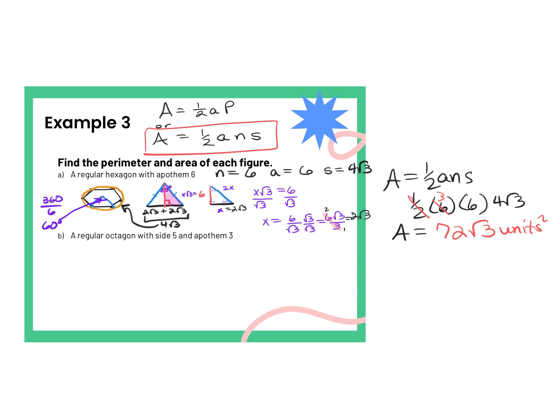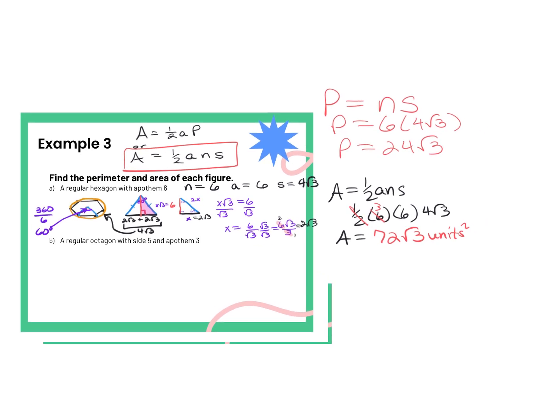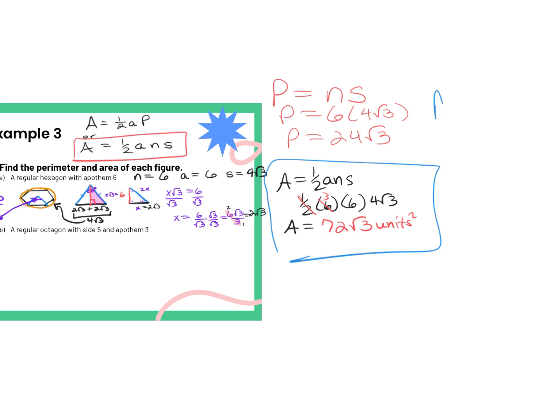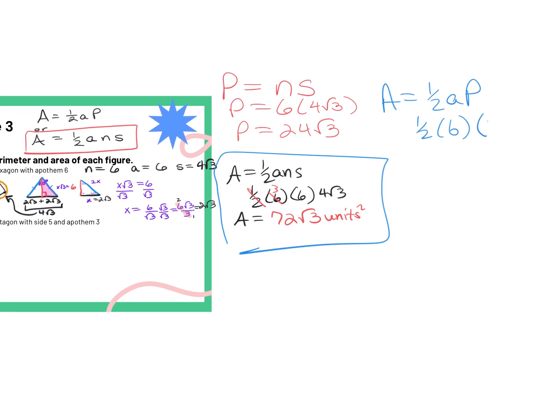Now, if it would have asked for the perimeter as well, remember perimeter is equal to the number of sides times the side length. So you could actually have done this ahead of time and do 6 times 4 square root 3 and then get 24 square root 3. So then instead of using this formula, you could also do area is equal to 1/2 apothem times perimeter. And again, my apothem was 6. And then perimeter, 24 square root 3. Either way, you're still getting the same answer here.